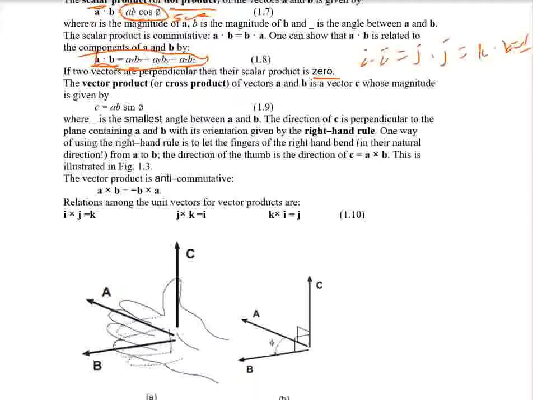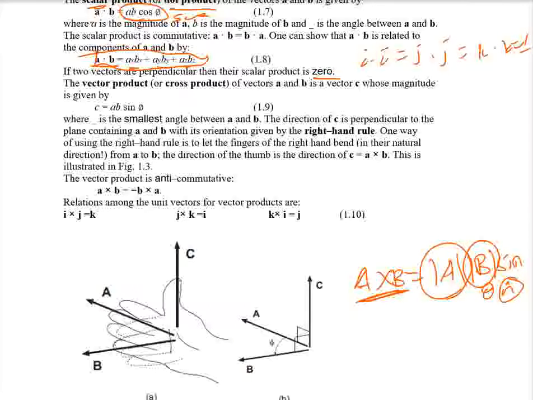Therefore, the magnitude of the vector A cross B is equal to the magnitude of A, the magnitude of B, times sine theta, and we have a unit vector n. This unit vector n is the direction of the cross product. And always, A cross B, the cross product result, is perpendicular to both A and B.